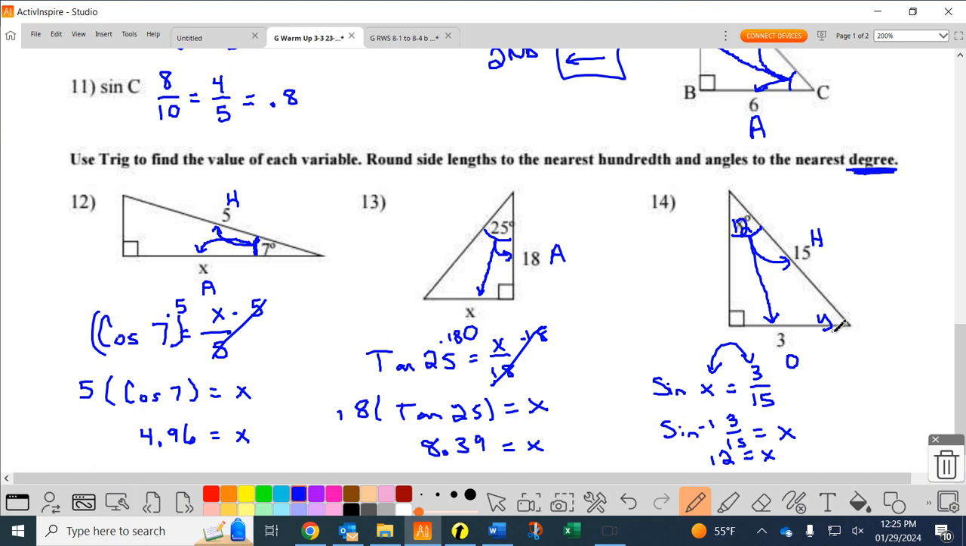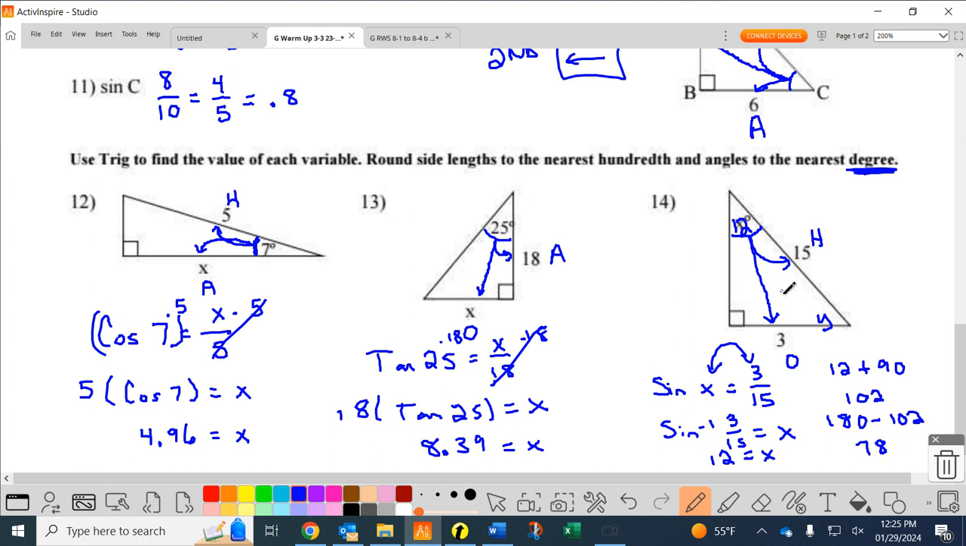If I already know this one is 12 and this one is 90, I'm going to say 12 plus 90 is going to give me 102. I'm going to subtract that from 180 because every triangle on earth adds up to 180. And 180 minus 102 is going to leave you 78. That would be your y.